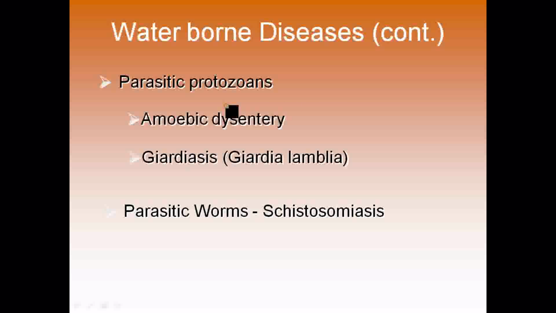And the second kingdom is the protozoans. They belong to kingdom Protista. Kingdom Protista has plant-like organisms, and then it also has animal-like organisms. And the protozoans are the animal-like protists. And they're a parasite. They will live in you and they will do you harm.